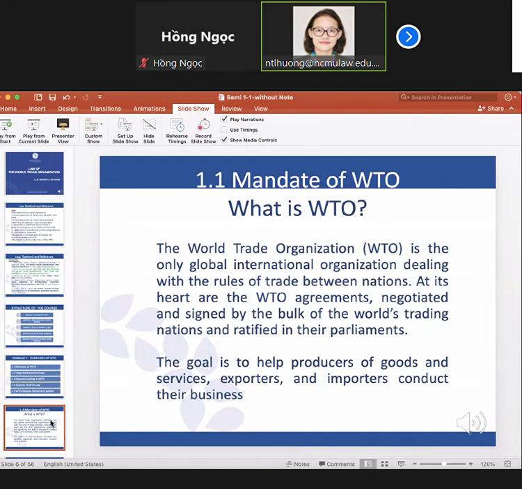Now, up to now, the WTO is the only global international organization dealing with the rules of international trade between nations. And this organization provides the institutional and legal foundations for the multilateral trading system that came into being since January the 1st, 1995.